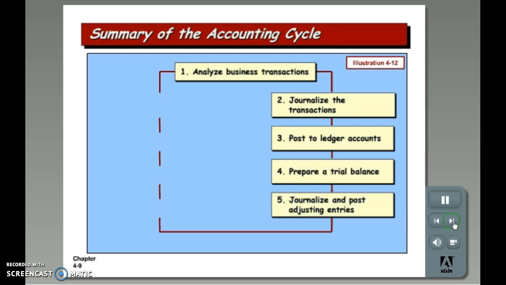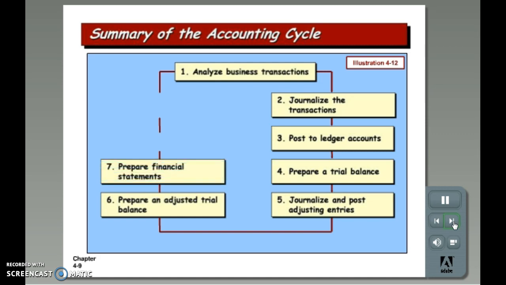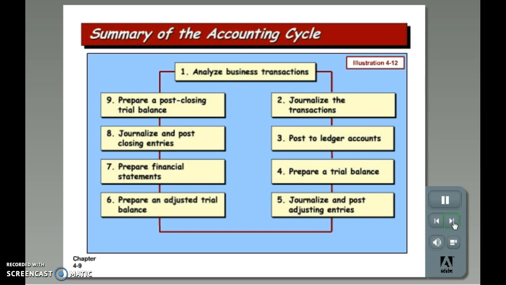Chapter 3 illustrated the adjusting entries necessary to ensure the revenue recognition and matching principles are followed. After the adjusting entries are posted to the general ledger, an adjusted trial balance is prepared. From these adjusted balances, financial statements are prepared. In Chapter 4, the closing journal entries and post-closing trial balance were illustrated.